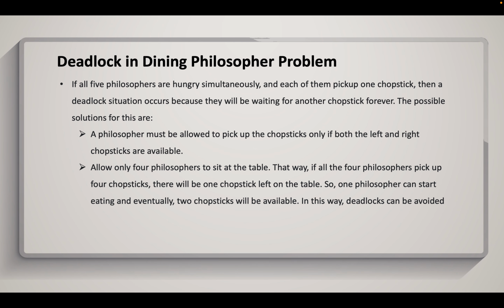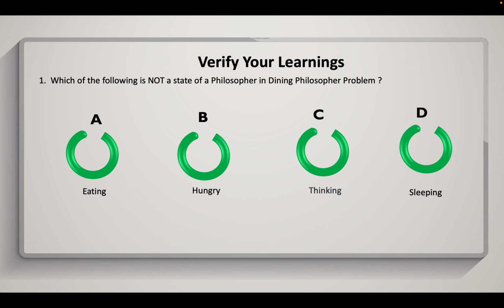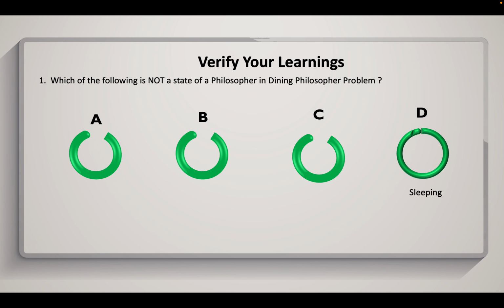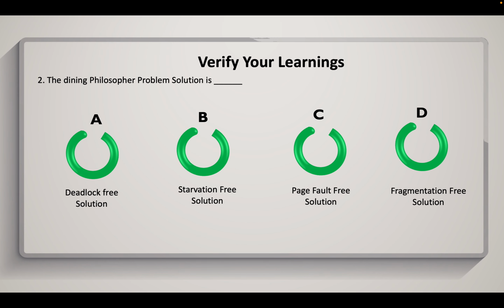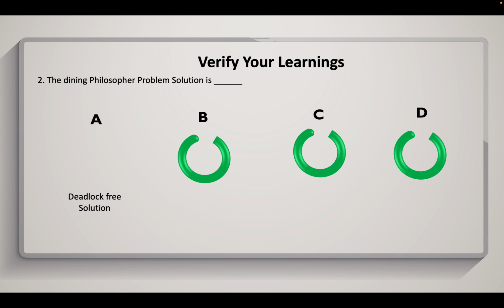That is what is given here. Which of the following is not a state of a philosopher in the dining philosopher problem? Eating, hungry, thinking, sleeping. Sleeping is not a state. The dining philosopher problem solution is deadlock free, starvation free, page fault free, or fragment free? Deadlock free, because we are not allowing the philosopher to hold a chopstick unless they get both the chopsticks. If they get both the chopsticks, then only we allow the philosopher to eat. So there is no chance of deadlock.